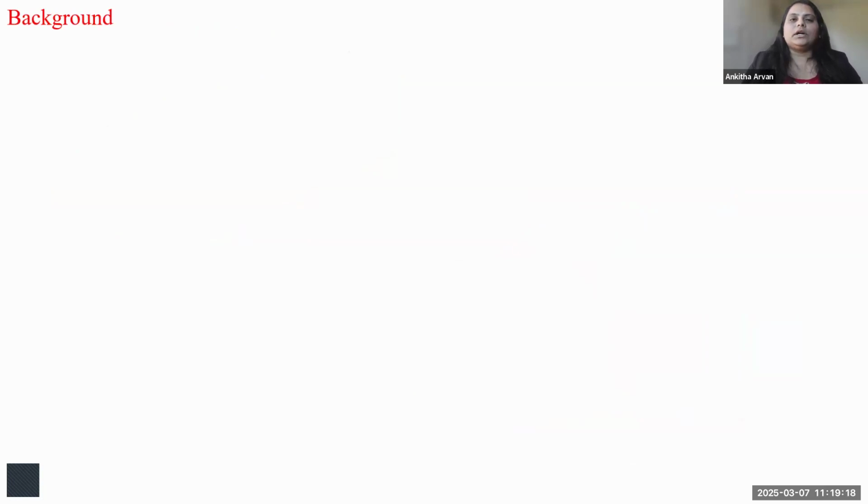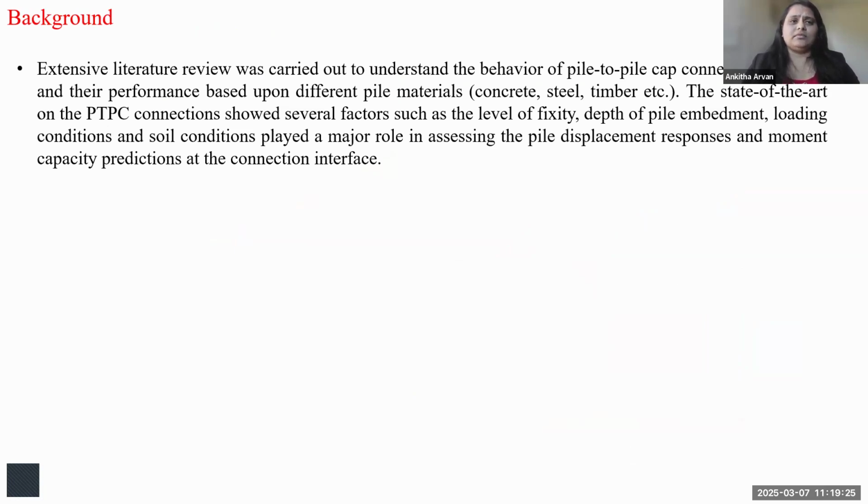So a quick background: when I came across this topic, I reviewed a lot of literature, and the main literature was to understand the behavior of the pile-to-pile cap connections and their performance based on the existing pile materials such as concrete, steel, or timber, and also the level of fixity, the depth of pile embedment, loading conditions, and soil conditions that help us assess the displacement responses and movement capacity predictions at the interfaces.